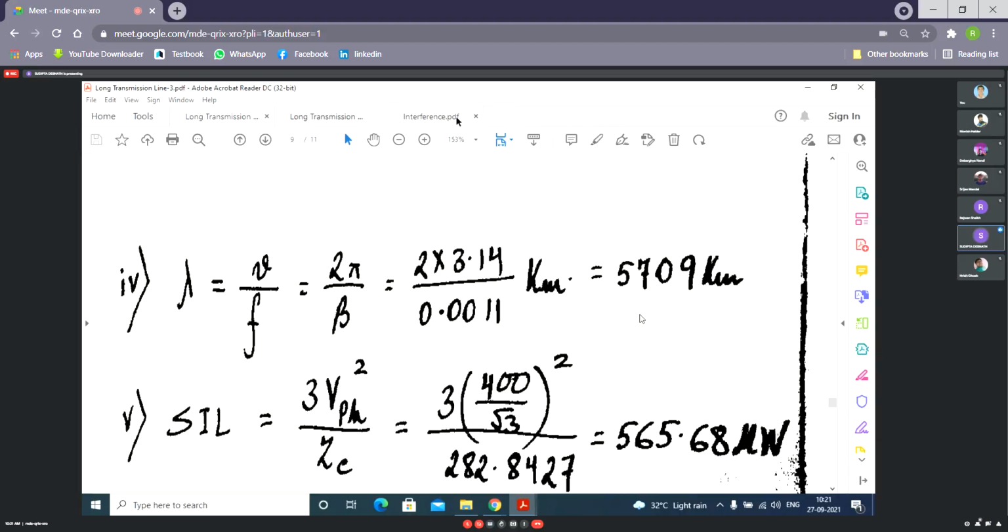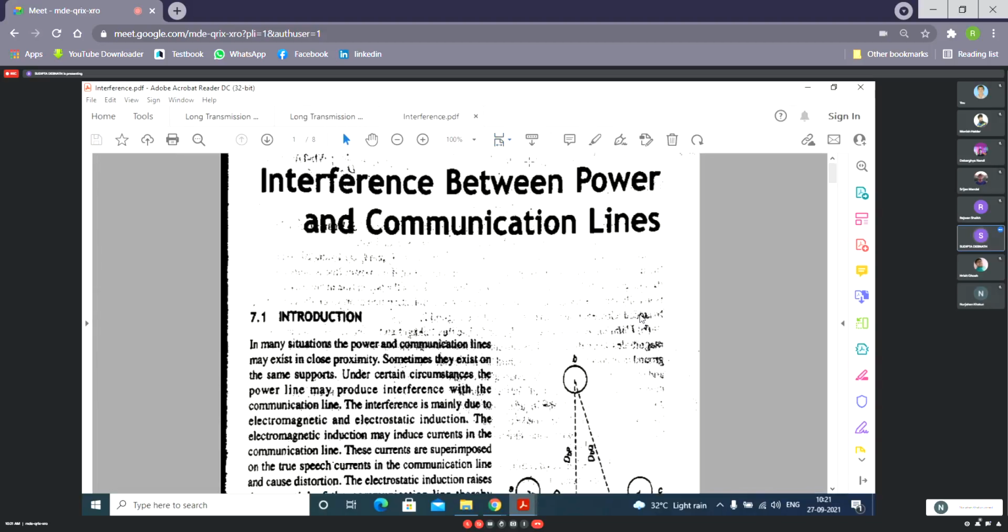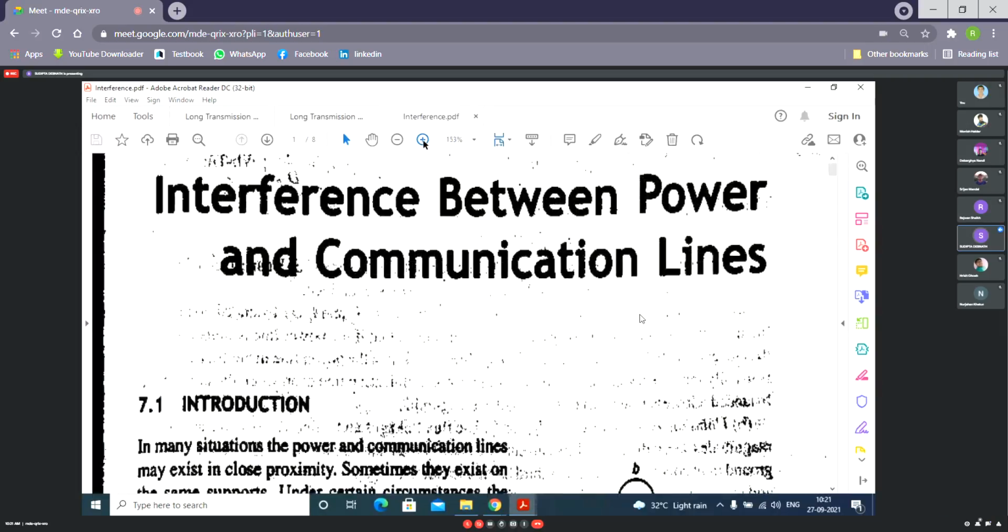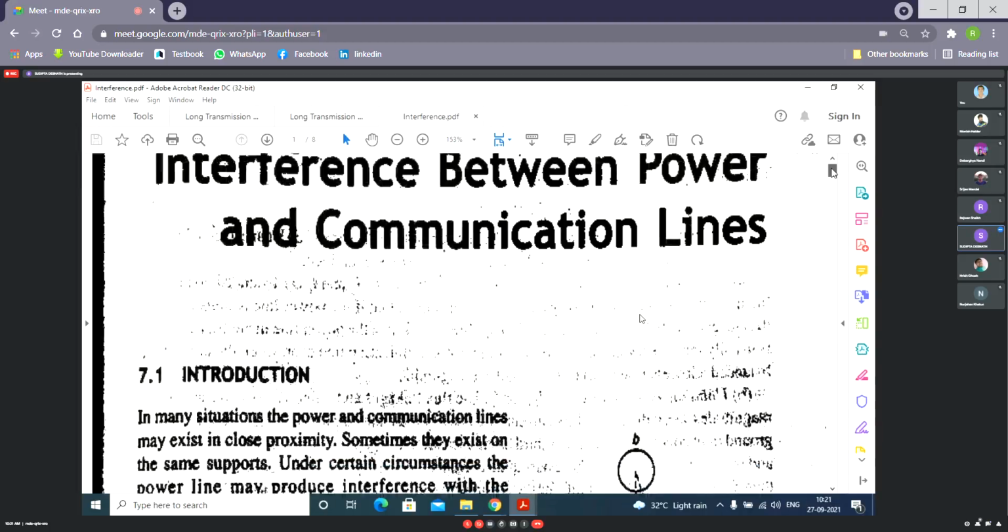Anyway, the last topic remaining, though it is a very small topic, is a completely different topic. It is the interference between the power and communication lines. You know the communication lines, these run in close proximity with the power lines: telephone lines, cable lines. And so there is interference due to the currents flowing in the power lines. Let us find out what types of interference there are.